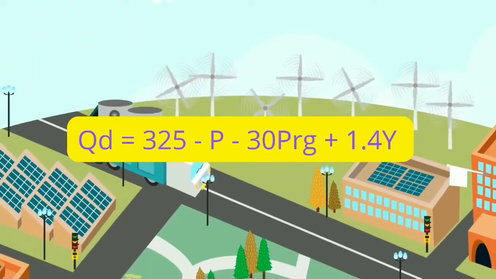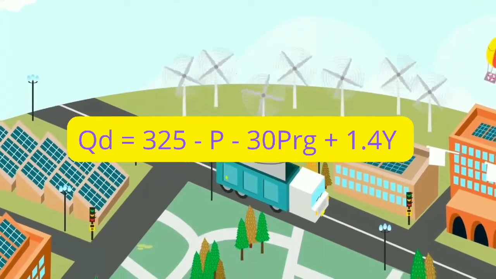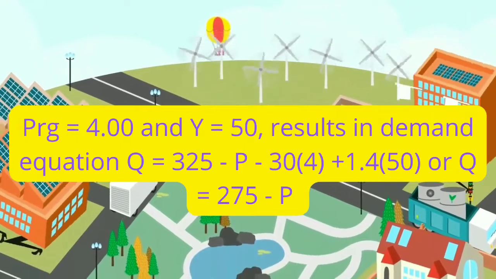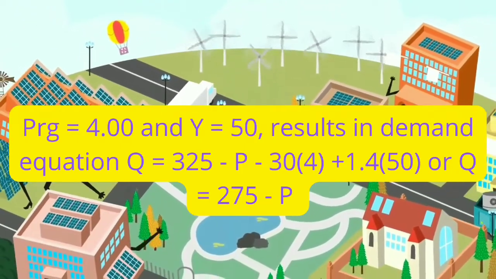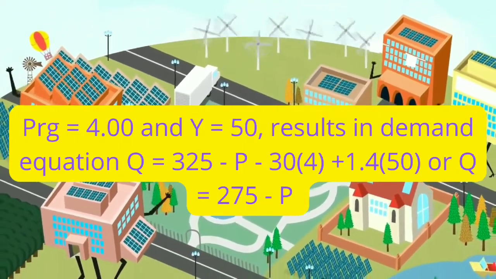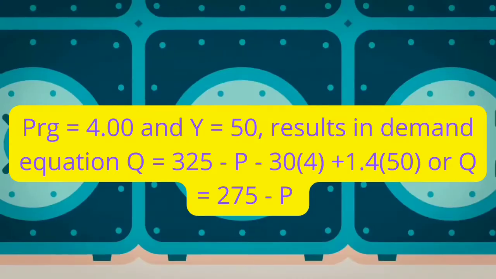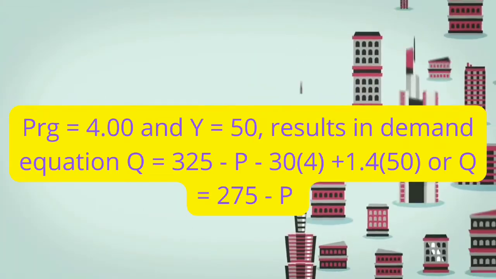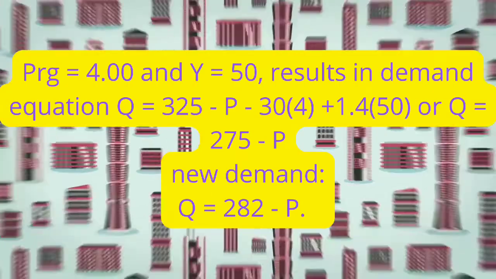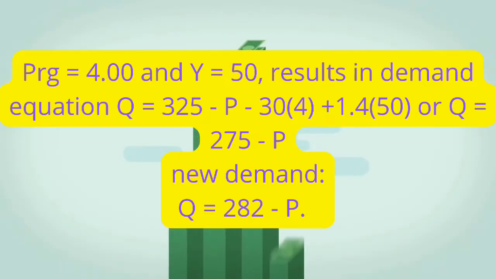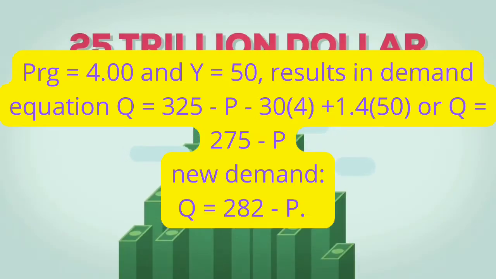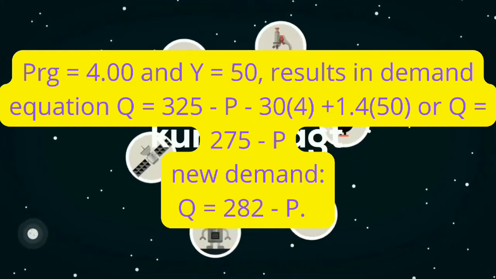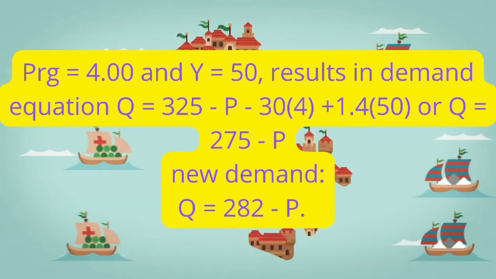Specifying values for the non-price determinants, PRG equals 4.00 and Y equals 50, results in the demand equation Q equals 325 minus P minus 30 multiplied by 4 plus 1.4 multiplied by 50, or Q equals 275 minus P. If income rises, the new demand equation would be Q equals 282 minus P. Graphically, this change in a non-price determinant of demand would be reflected in an outward shift of the demand function.